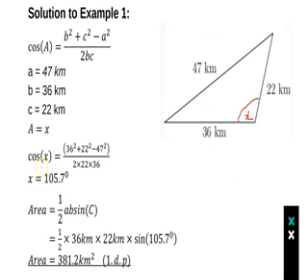So if I substitute in the formula, I say that b squared, so this is b, which is 36, plus c squared, which is 22, minus a squared, which is 47, divided by 2 times b times c, must give me the cos x. So then I'll find the cos inverse of this side, and then you realize that my angle is 105.7 degrees.